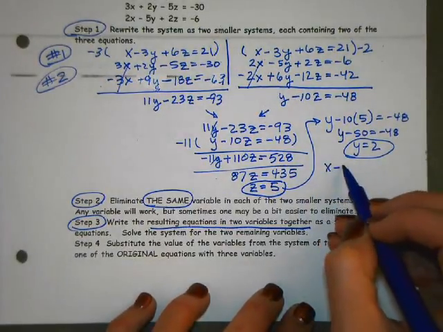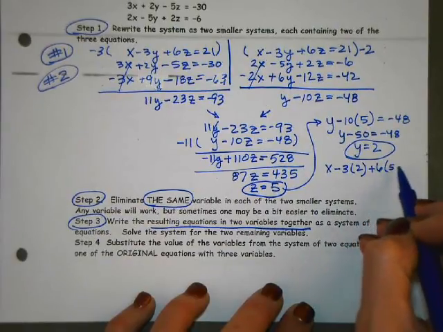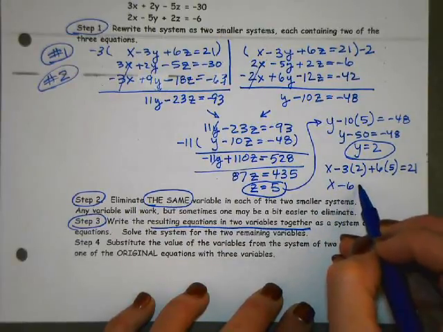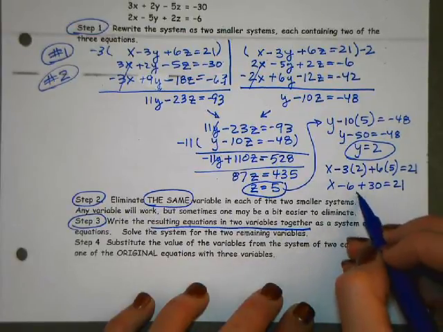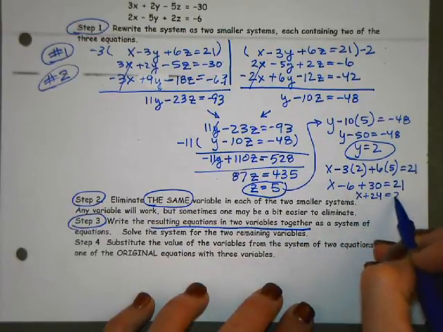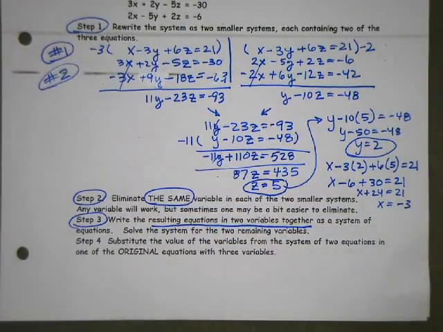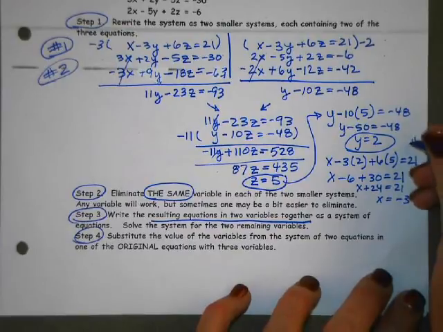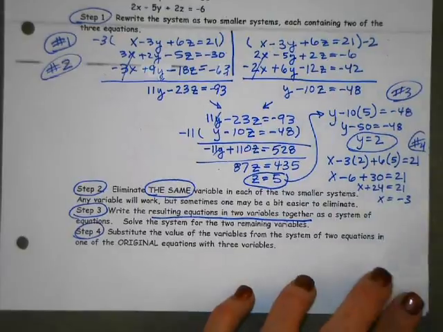I have x minus, so I'll do 3 times my y value, which is 2, plus 6 times my z value, which is 5, and that equals 21. So x minus 6 plus 30 equals 21. So that's going to be x plus 24 equals 21. x equals negative 3. Okay? So that was step number 4 right here. Okay? And this is step number 3 right here.